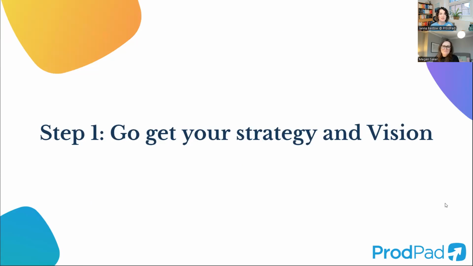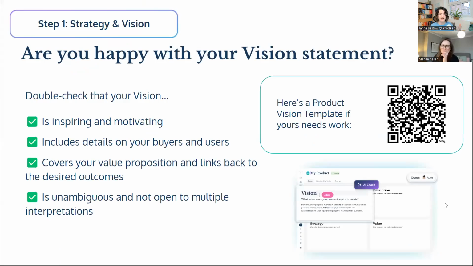All right, so first step is you want to make sure that you go get your strategy and vision. Do you have that in hand? And are you happy with your vision statement? So before we start transitioning, we need to make sure that you have solid foundations in place. Now, as I've said, a now, next, later roadmap is outcome focused by its very nature and is intrinsically linked to the value your product is trying to drive for both your customers and for your business. As such, your now, next, later roadmap should be grounded in a really strong product vision.